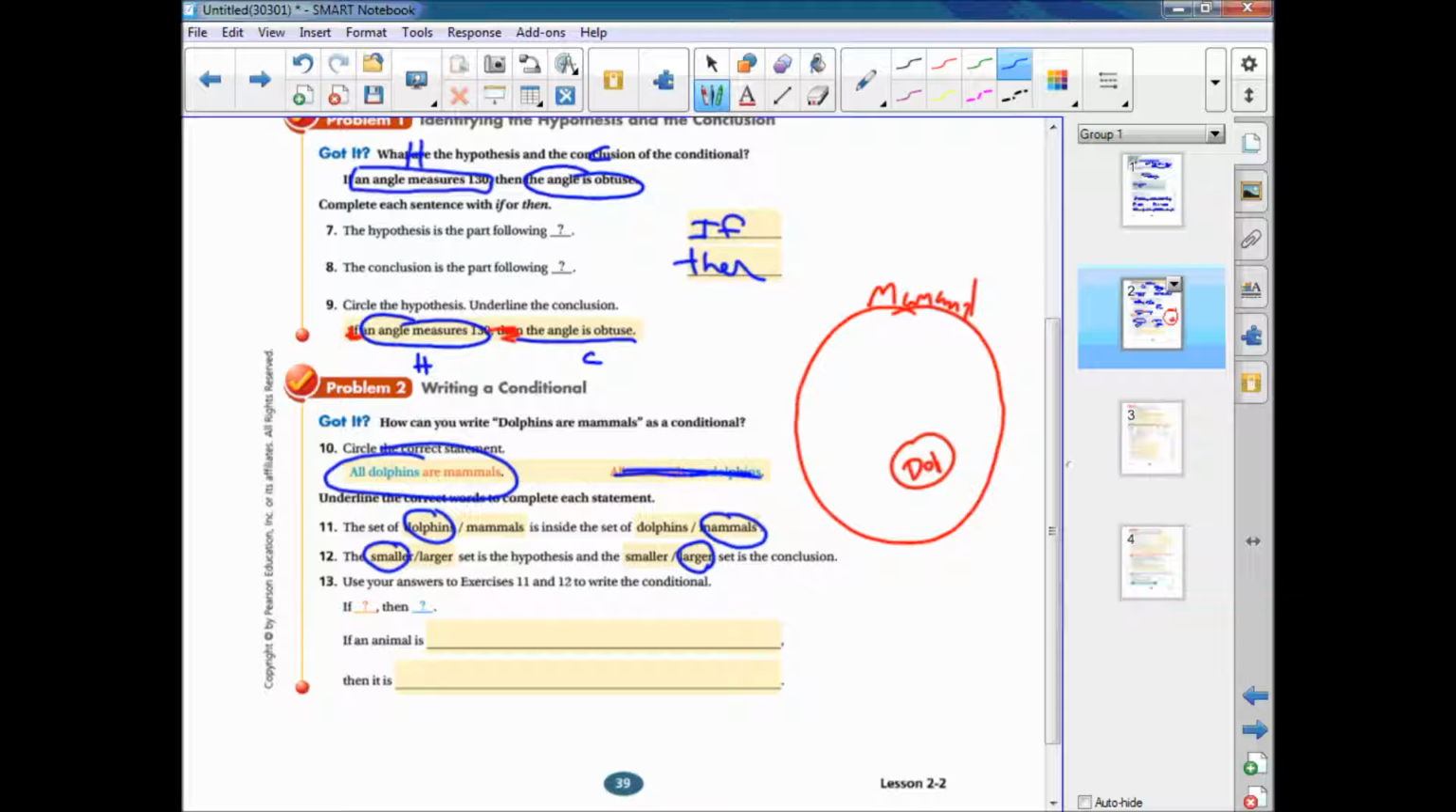So we're going to use this to change it into an if-then form. If an animal is a dolphin, then it is a mammal. And that's how we can change "dolphins are mammals" into an if-then statement. You're going to be doing that in your classwork and on the quiz, so make sure we practice it a little bit.